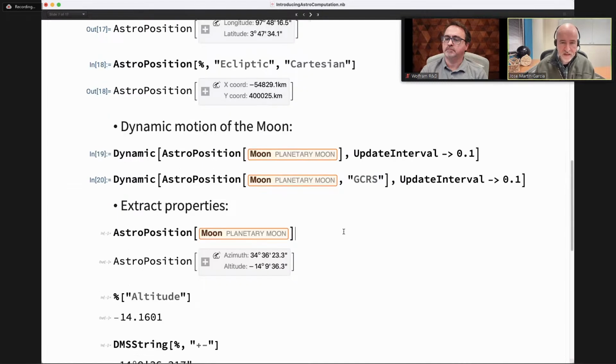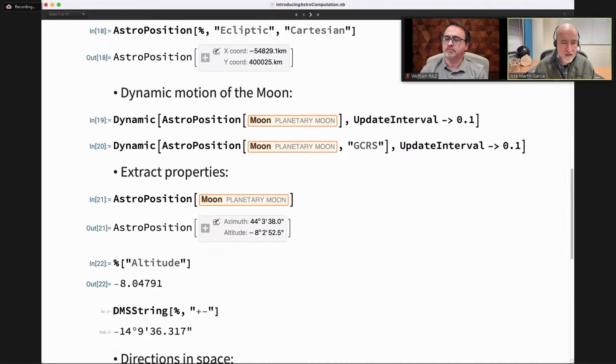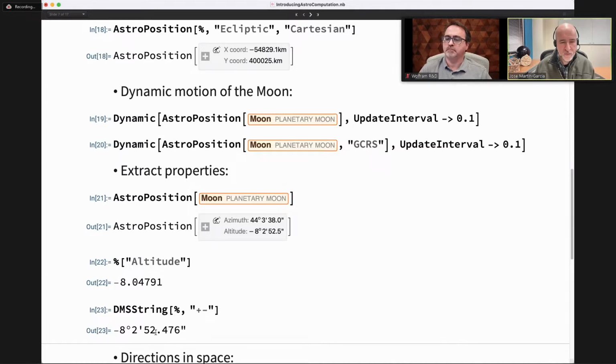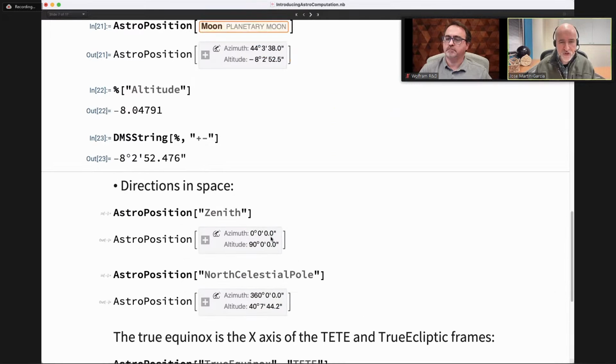And of course, we can extract properties. If you have that object, we can ask explicitly for any of the properties. We have other functions in Wolfram Language to represent it in multiple other ways. AstroPosition knows also everything about directions in space. So what's the zenith in horizontal coordinates? It's exactly a direction right above me.